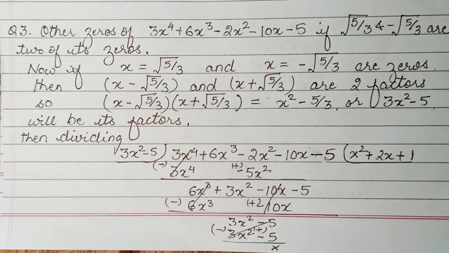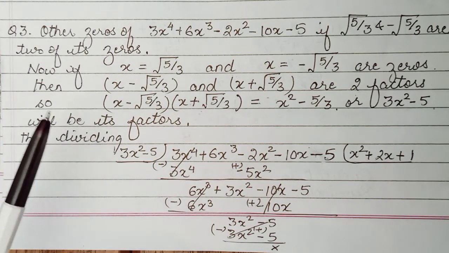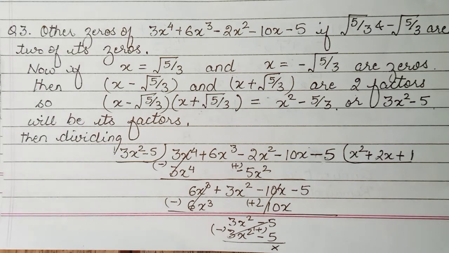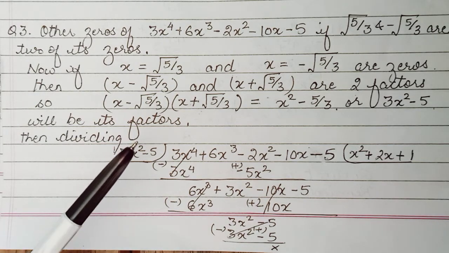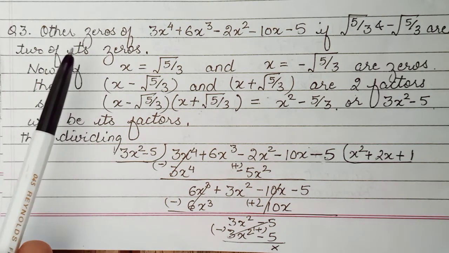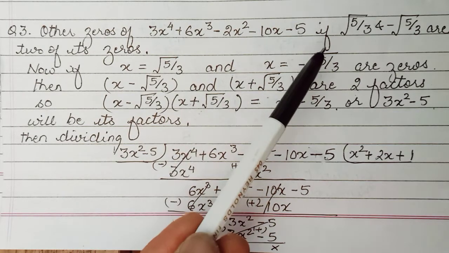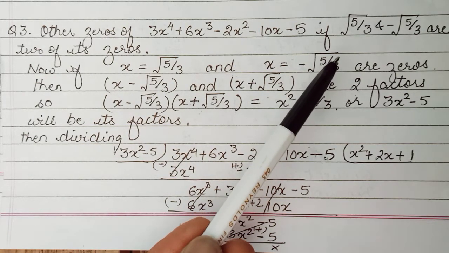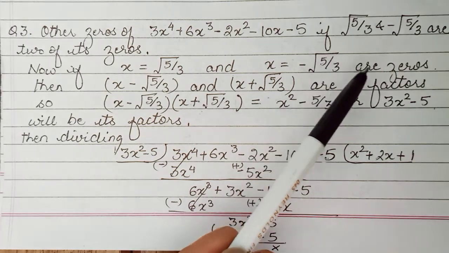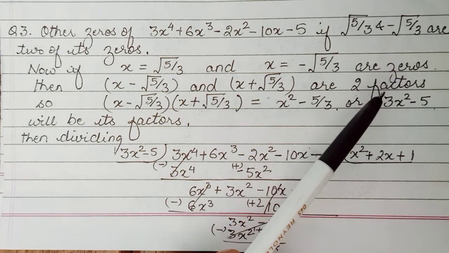Class 10 exercise 2.3 was going on in polynomials. Now question number 3 we had to take up, in which it has been said that we need to obtain all zeros of this expression if two of the zeros are given to you as under root 5 by 3 and minus under root 5 by 3.